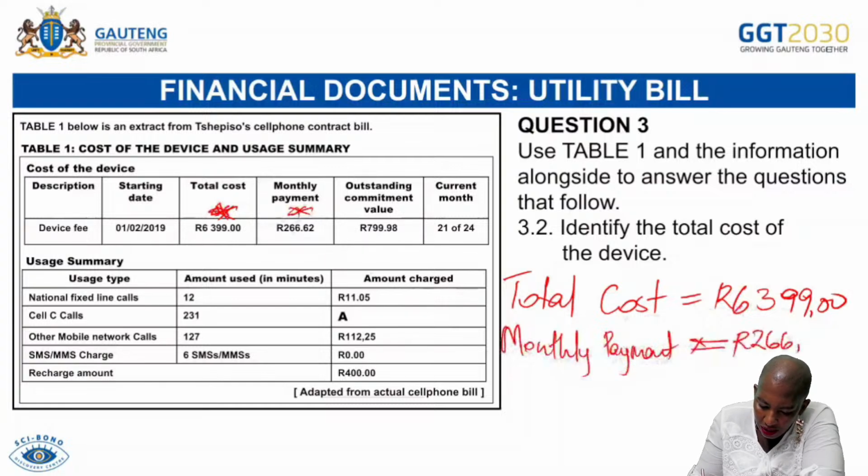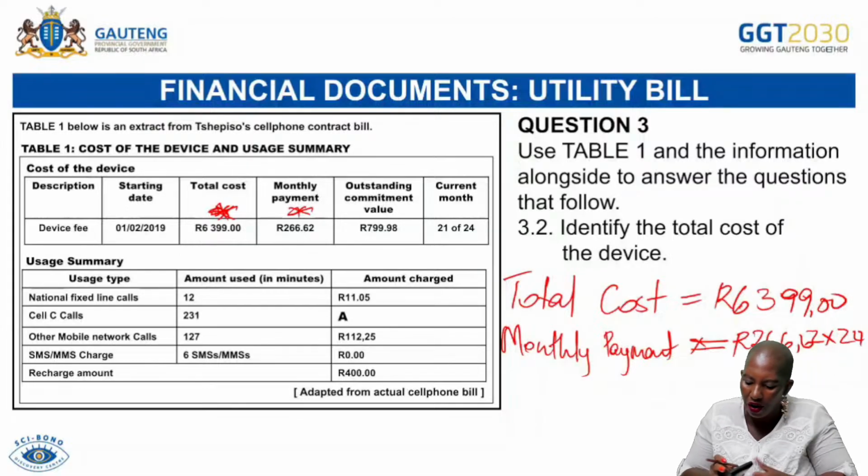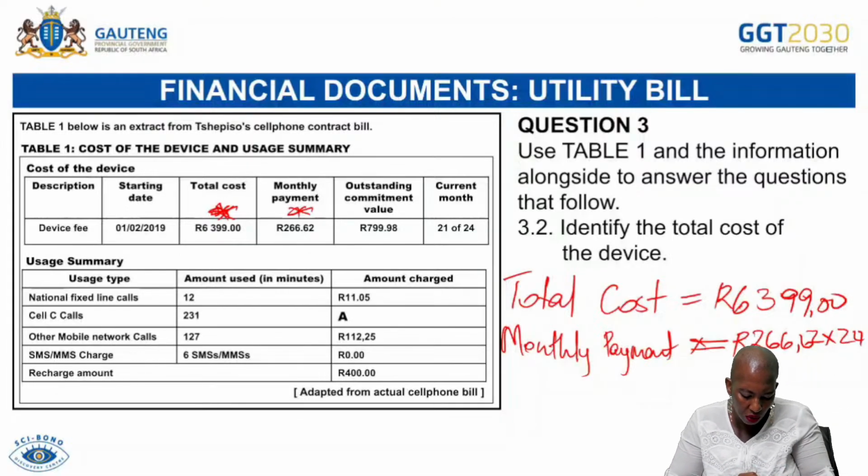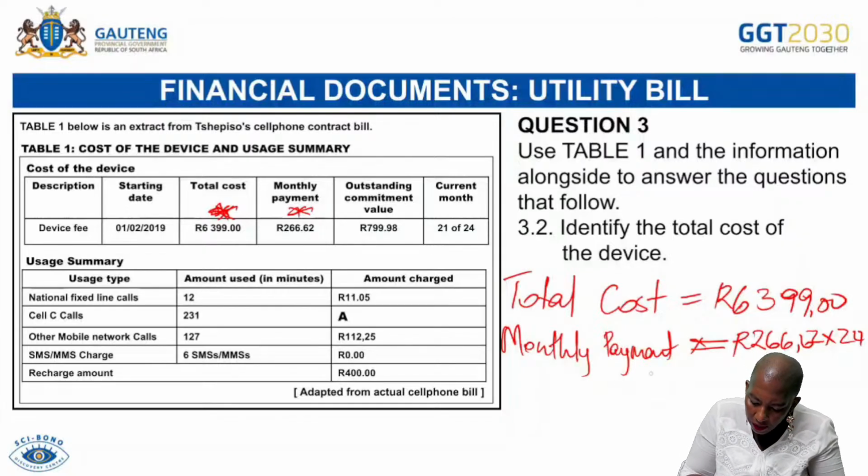266 rand 62. I multiply it by the number of months, which is 24 months. Remember, it's a contract. It is for a period of 24 months. So it will be 266,62. We multiply it by 24. And then it will give us the same amount of 6,399 rand.